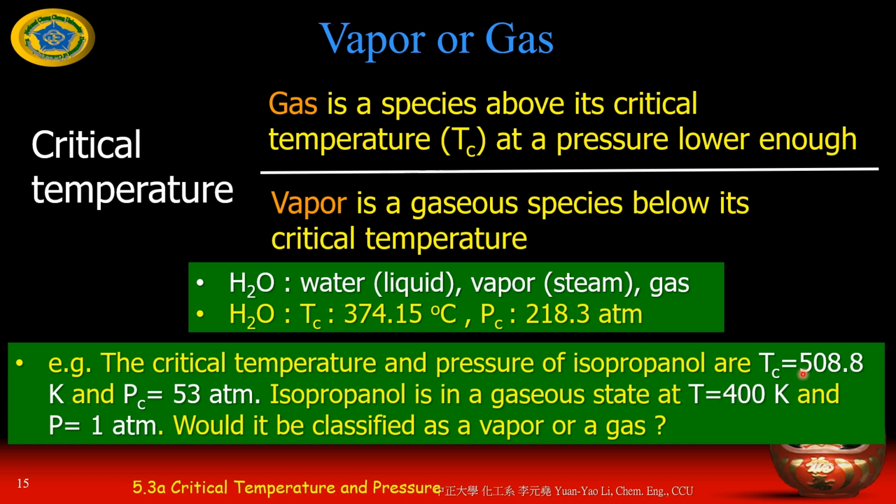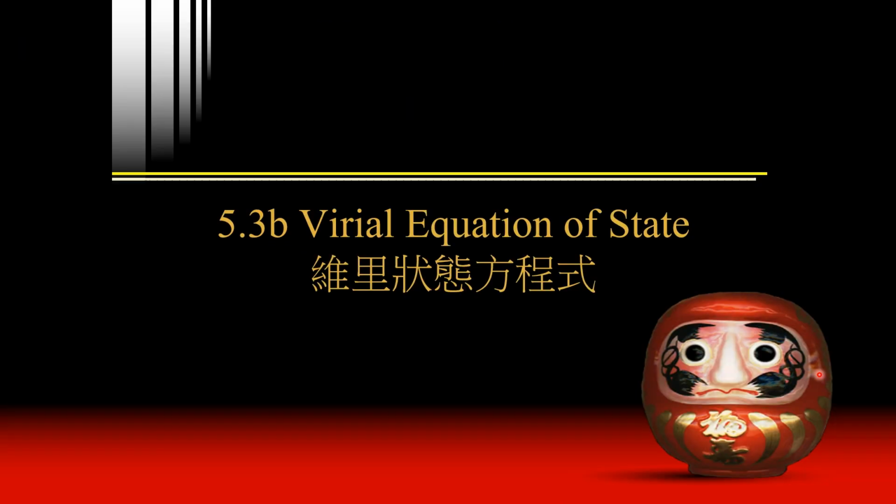so T is 400, right? The critical temperature is 500, okay? And 1 atm, which is relatively low enough, right? Lower than the 53. Will it be classified as a vapor or gas? Which one? So at this moment, will isopropanol be called vapor, or will isopropanol be called gas? Which one? Vapor, right? Vapor, because the temperature 400 is lower than 508. Okay? This is a simple definition.